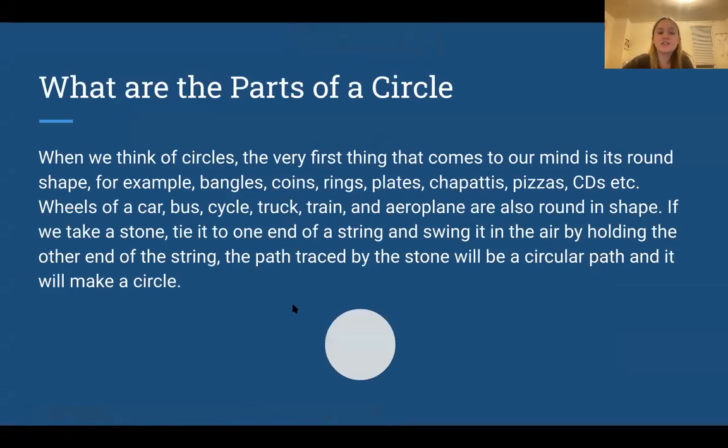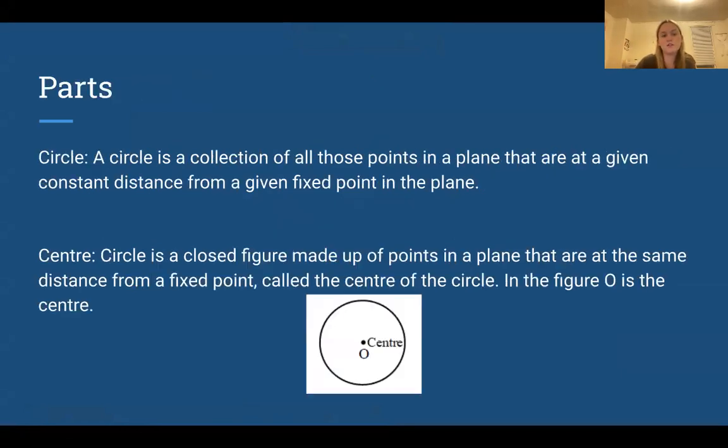When we think of a circle, the first thing that comes to our minds is some round shape, like coins, rings, plates, a pizza, a CD. You think of wheels on a car, bus, truck, anything that's round in shape. If you take a stone and tie it to one end of a string and swing it in the air by holding the other end, it'll make a circular path. So that could also be a circle.